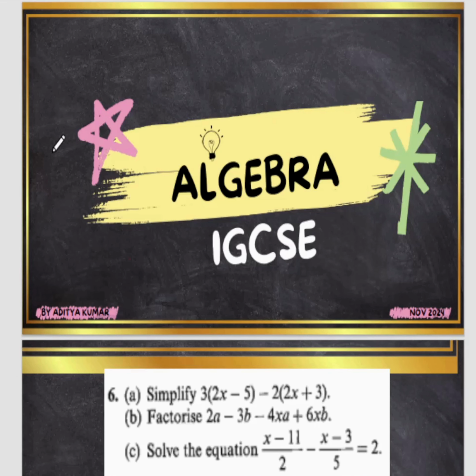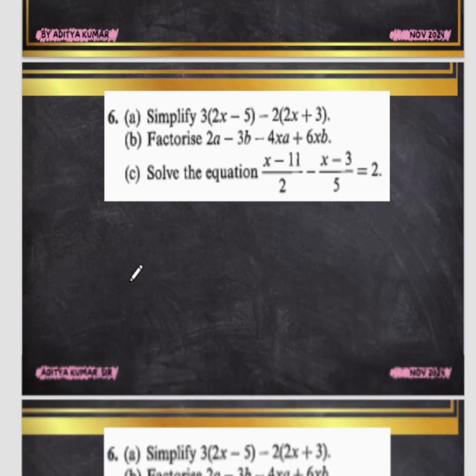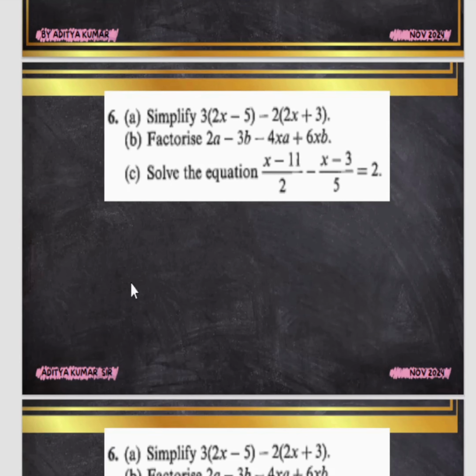So today we will learn algebra topics. How can we solve the equation? Look at this question. This is a very important question of IGCSE Board. Question number 1: simplify 3(2x - 5) - 2(x + 3). Let's see how we can solve that.